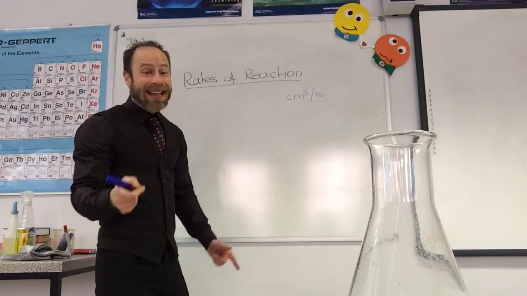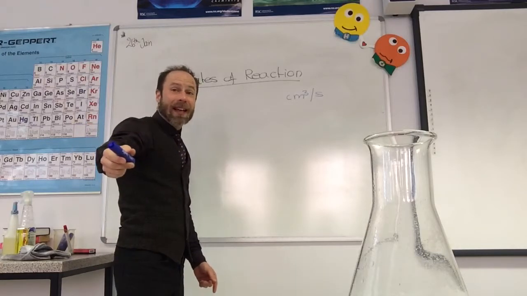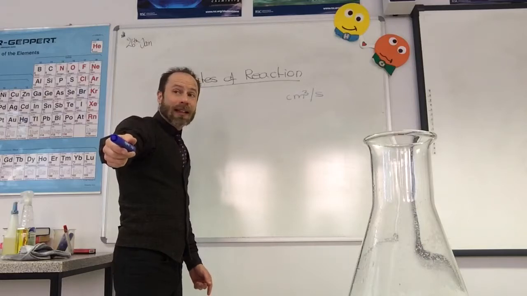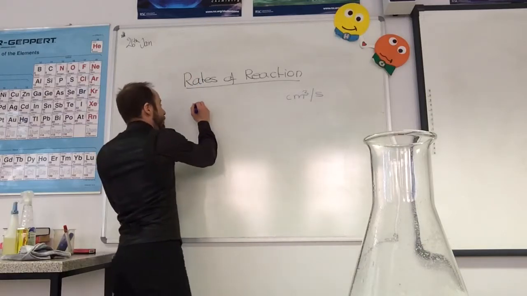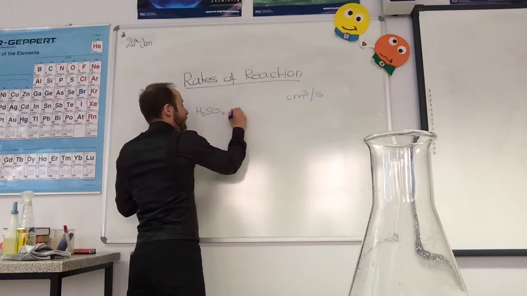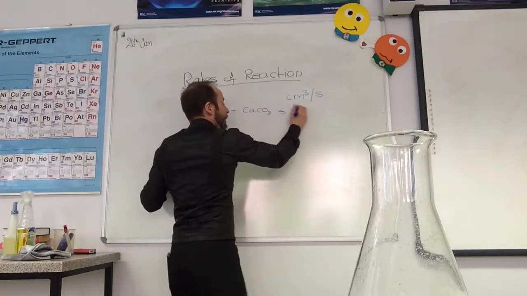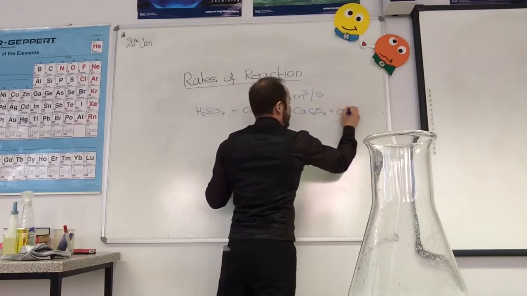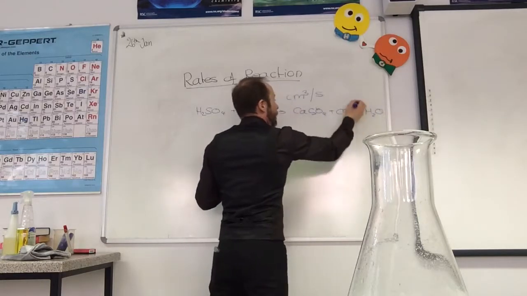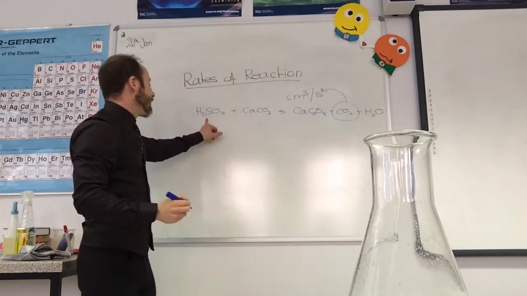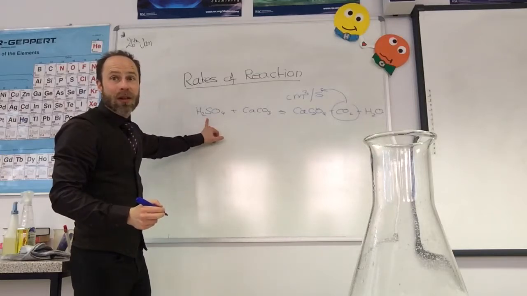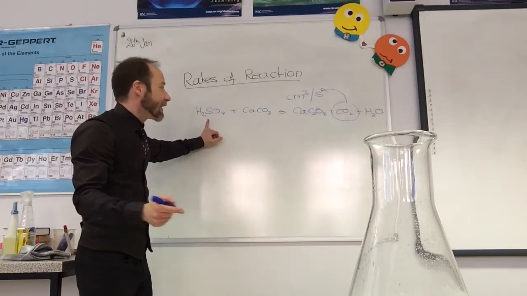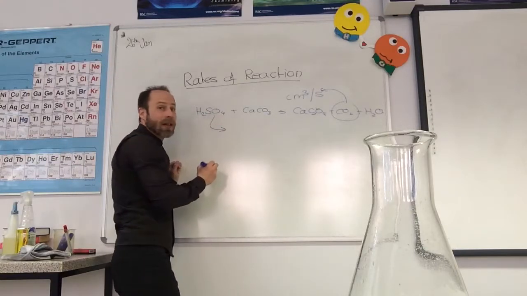What else could I measure? That's the gas given off. I added some sulfuric acid in there. What's happening to the concentration of sulfuric acid as it reacts with the calcium carbonate? The equation is sulfuric acid plus calcium carbonate gives me calcium sulfate plus CO2 plus H2O. The concentration is decreasing, so I could also measure how fast my concentration of acid is decreasing. If I did that, what would my units be?